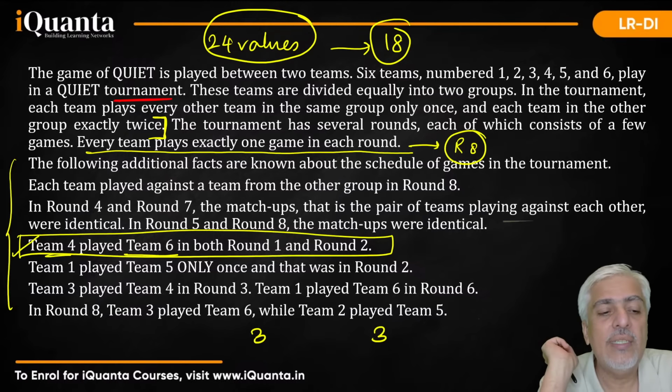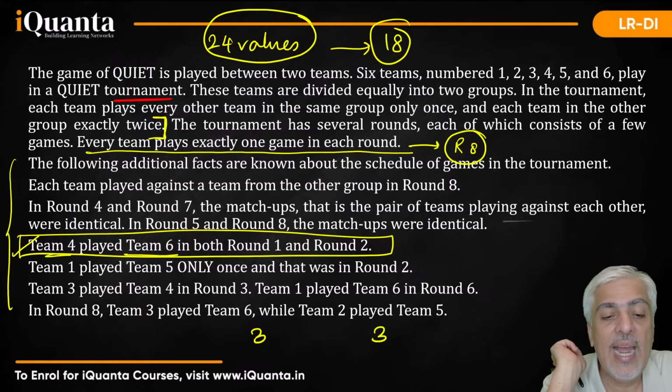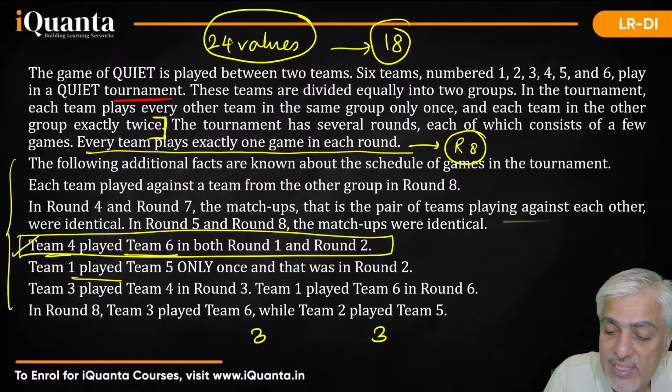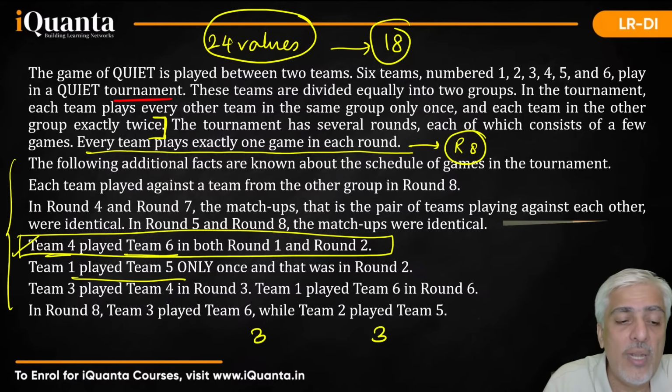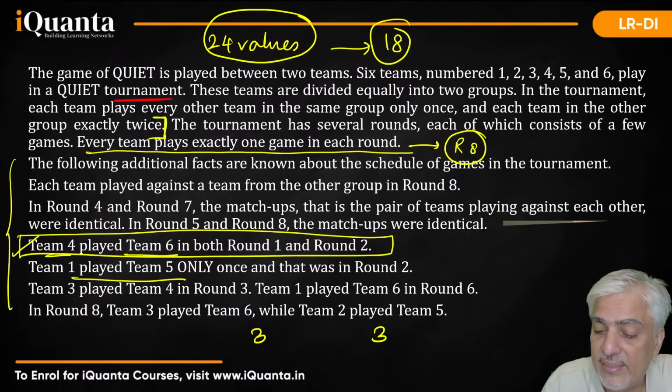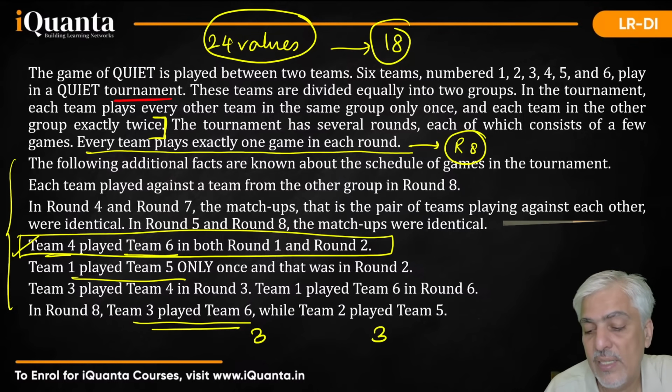Wait, no problem. Team 1 played Team 5 only once. So 1 and 5 are in the same group. And that was in round 2. Because they played only once, I know they're in the same group. Team 3 played Team 4 in round 3. All direct data. All data up till here is direct. Round 8, 3 played 6. Round 8 and round 5 are identical, which tells me 3 and 6 are also from different groups. 4 and 6 are from different groups. Important data is up. While 2 played Team 5.